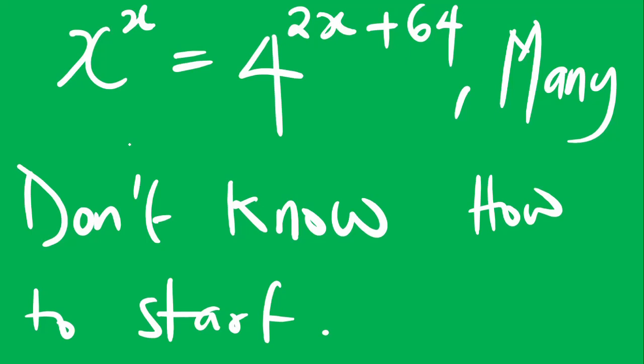In this channel, I want to solve this exponential problem where you have x to the power of x is equal to 4 to the power of 2x plus 64.